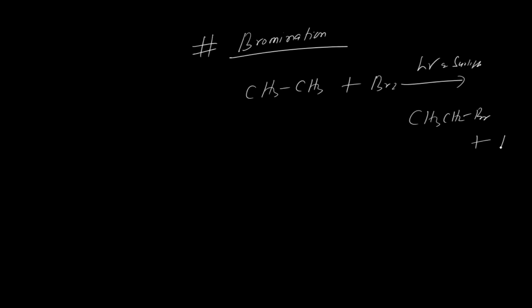In bromination, suppose we have taken CH3, and the bromination will take place in the presence of sunlight. It will form CH3Br, methyl bromide, plus HBr as a byproduct. Now we can write ethane as CH3CH3. One HBr is out, and one Br will get attached, so it will form bromoethane, CH3CH2Br.